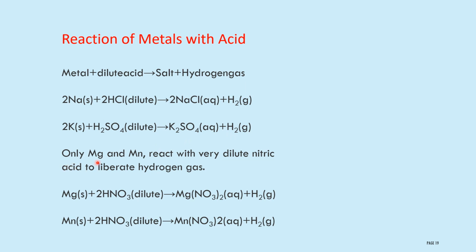Only magnesium and manganese react with very dilute nitric acid to liberate hydrogen gas. Magnesium reacts with dilute nitric acid, you will get magnesium nitrate plus H2. Manganese reacts with nitric acid, then you will get manganese nitrate plus H2. Here one thing you have to remember, metals react with acid, it will give salt and hydrogen gas.